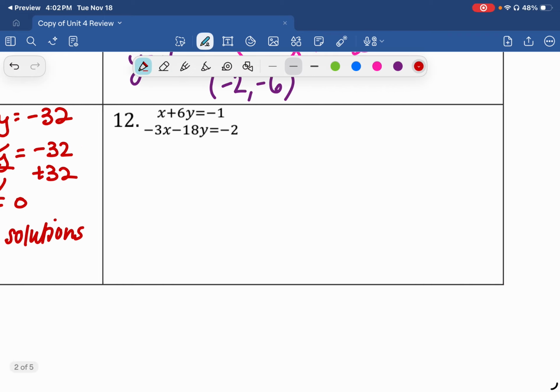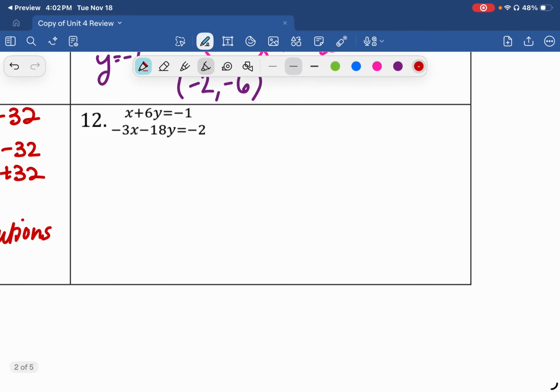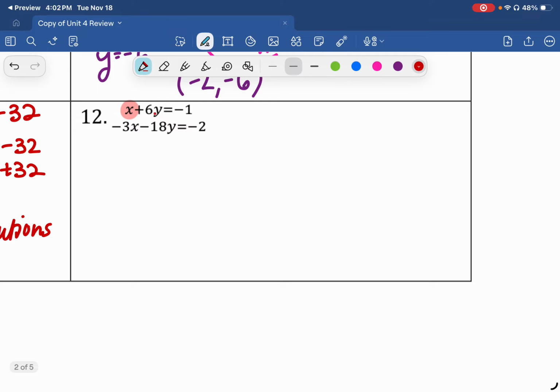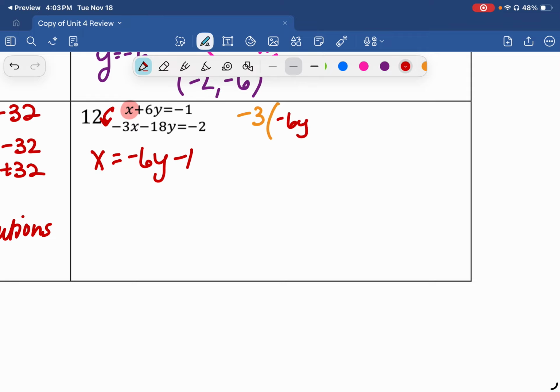Now we're going to look at number 12. So we're going to find the variable that's the easiest to solve for. In this case, it would be x. We're going to solve for that, so subtract 6y on both sides, and we get x is equal to negative 6y minus 1. We're going to plug that in here. So we're going to plug in and do negative 3x, which is going to give us negative 3 times negative 6y minus 1 minus 18y equals negative 2.